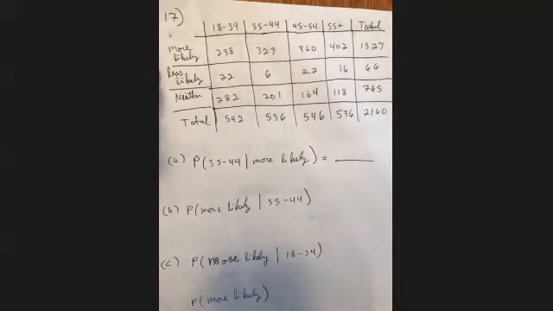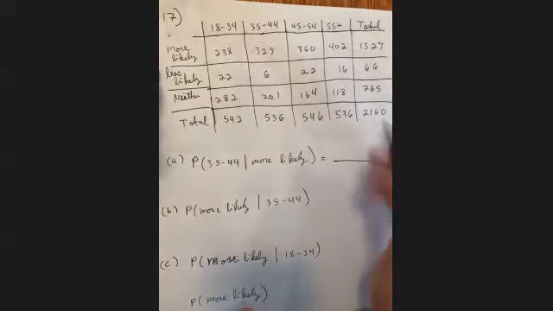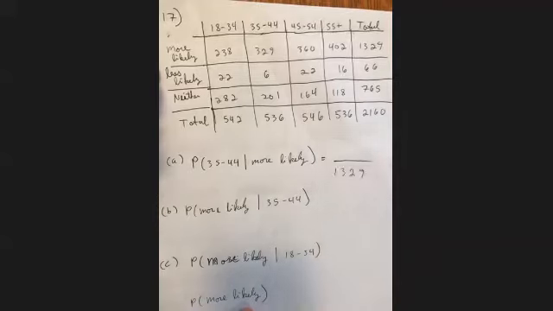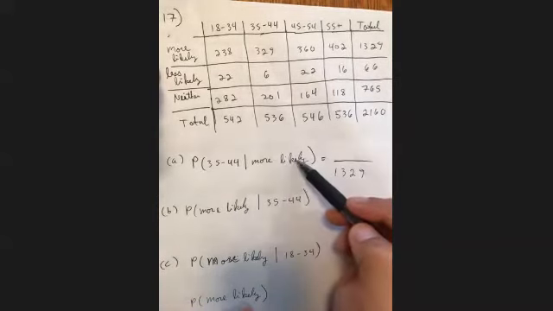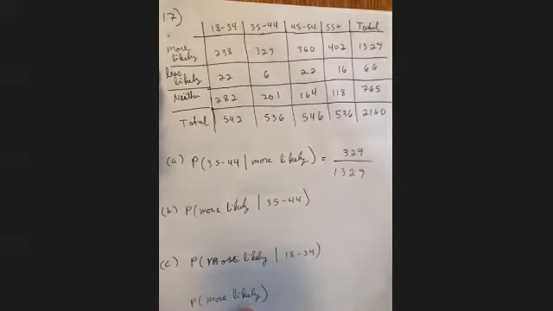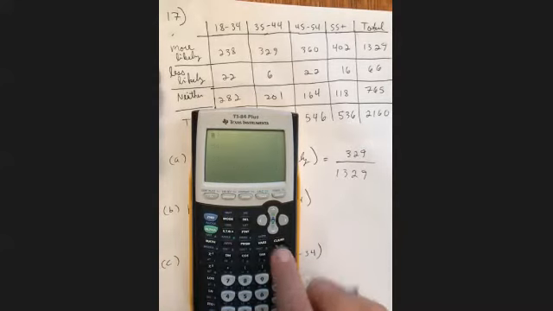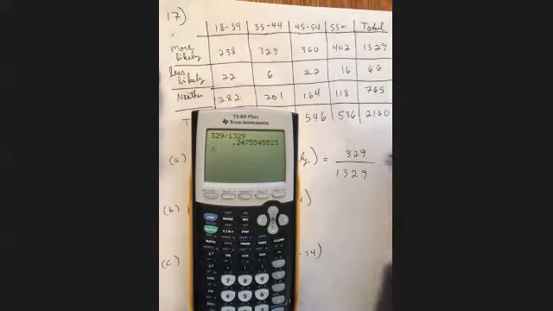Okay, so within the room that we're selecting from are all the more likelies. How many more likelies are there? There's 1,329 more likelies. Of the more likelies, how many of them are 35-44? 329. All right. Then, of course, we should punch it into a calculator to see what we get. Get something numerical. So this is approximately 0.25. So a quarter.